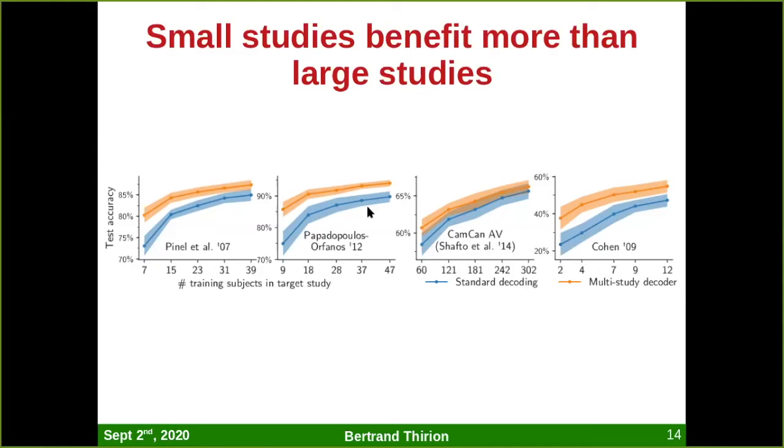So it's very logical if you think in terms of Bayesian priors, for instance. The less data you have, the more you need to rely on the prior. And so the more you will gain by relying on the good priors. So this is exactly what these curves illustrate.